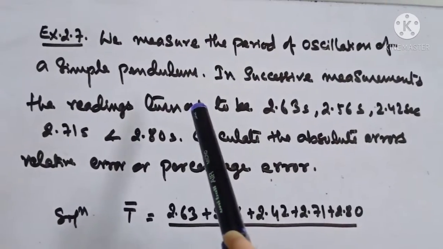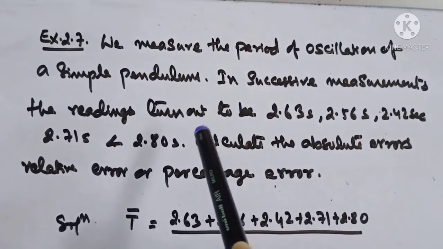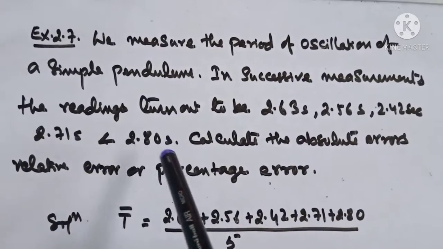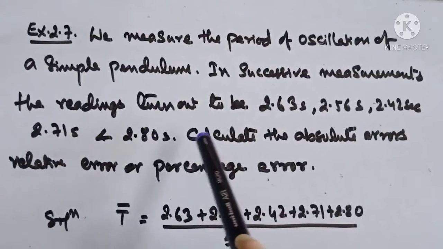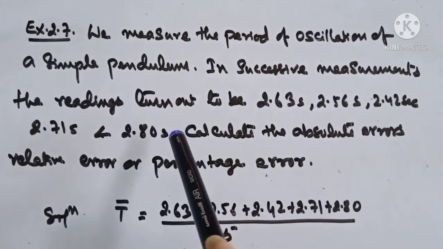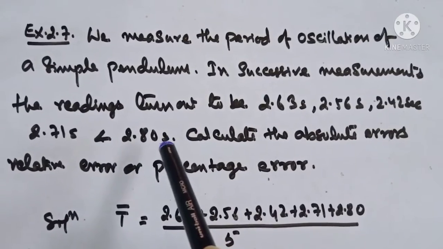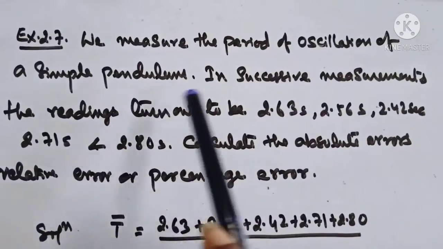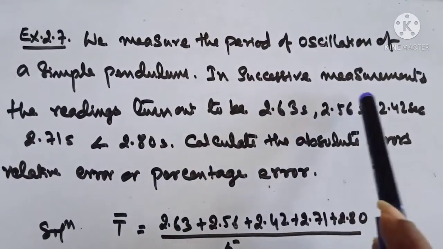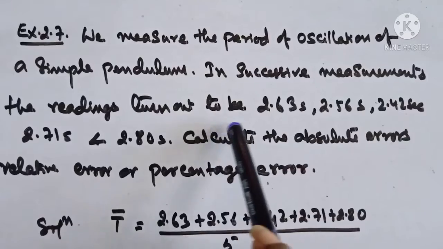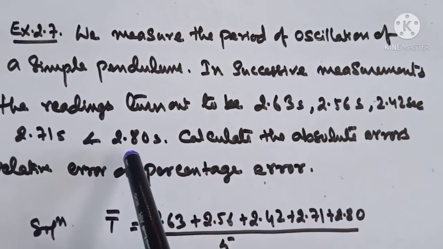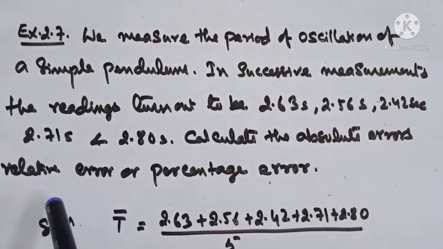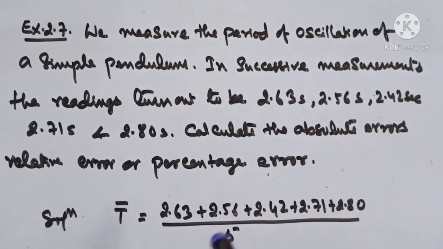So here is how statistics is used to calculate this problem in physics. The question is: we measure the period of oscillation of a simple pendulum. In successive measurements, the readings turn out to be this many seconds, this many seconds, and so on. We have taken 5 observations. Now we have to calculate the absolute error and the relative error or percentage error.